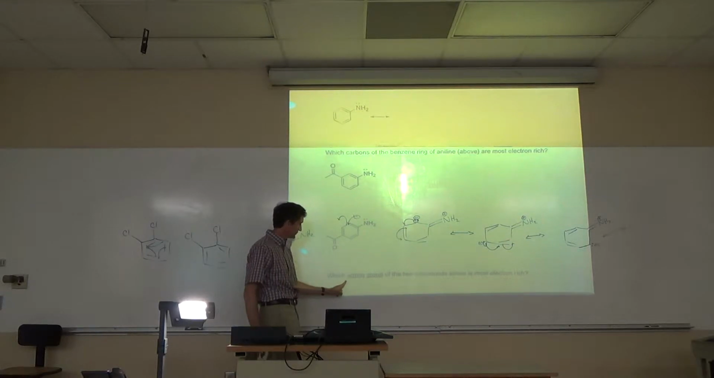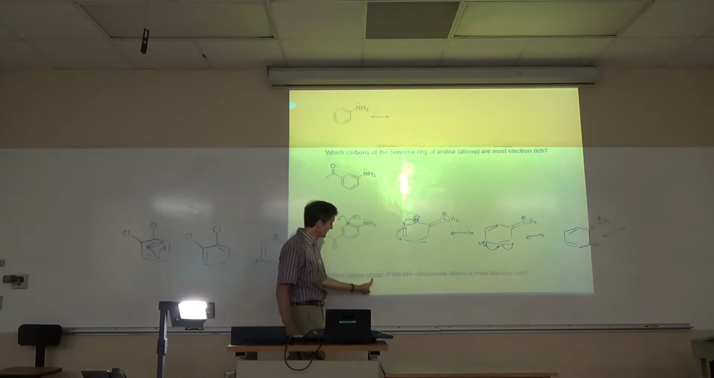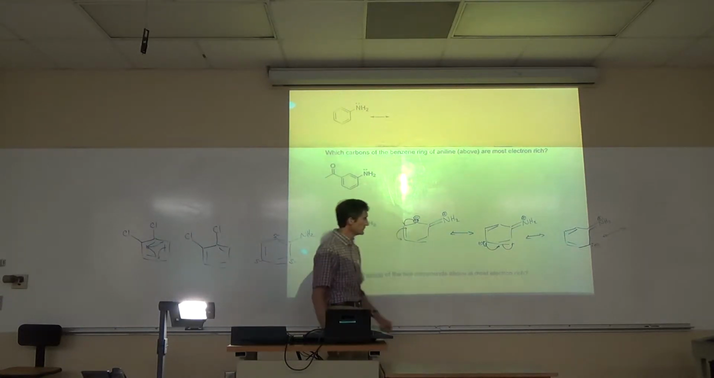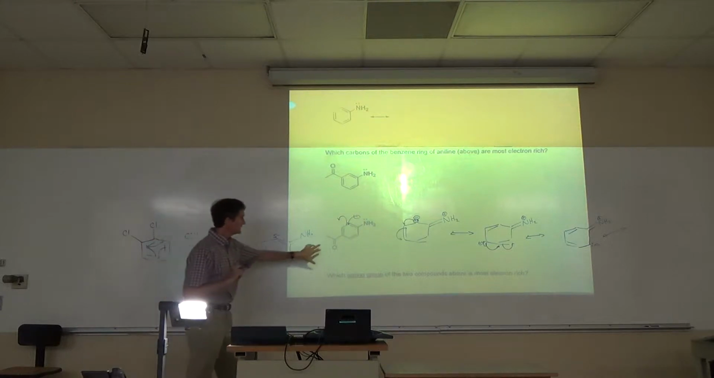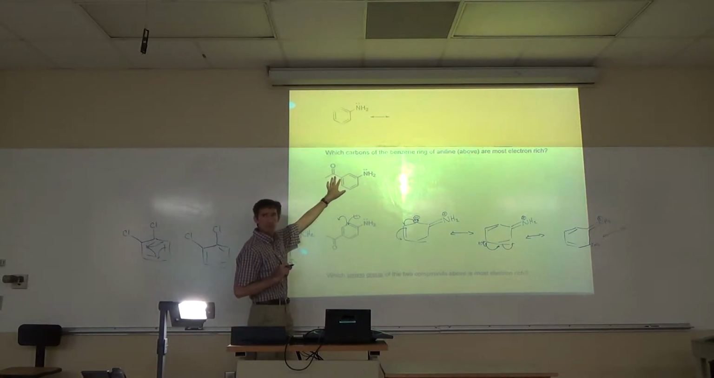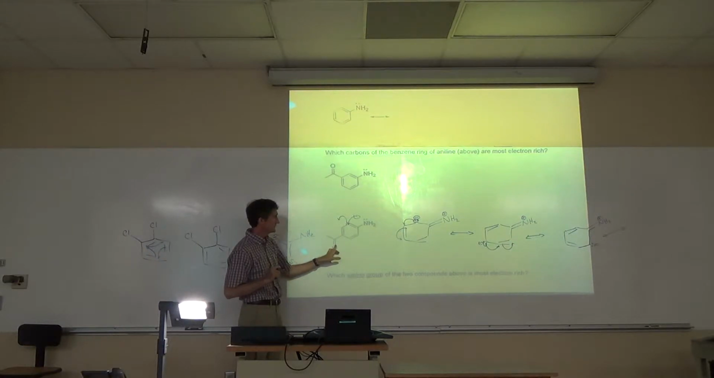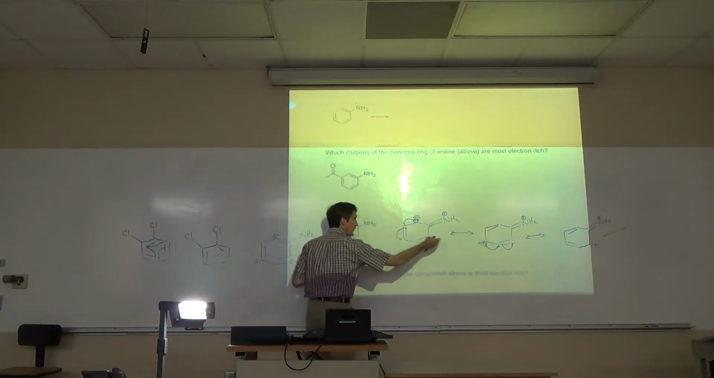We could then answer such questions. Which amino group of the two compounds above is most electron rich? Here we have an additional substituent added to the ring, in a different location though. You need to do this on your own, and you need to draw all resonance structures.